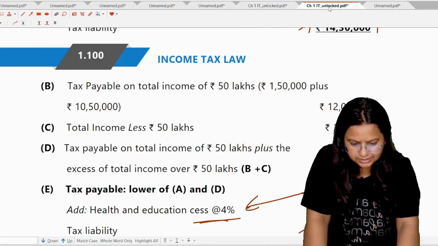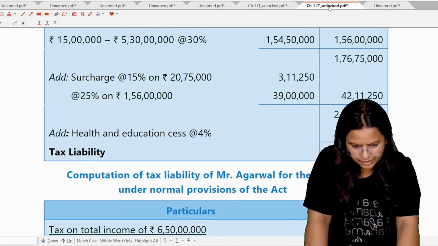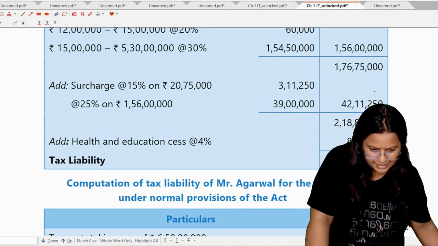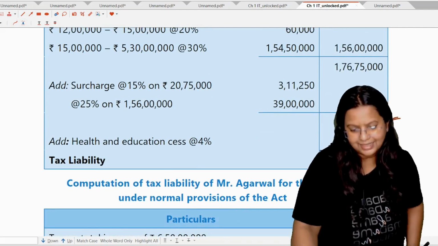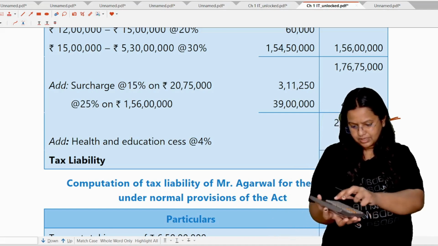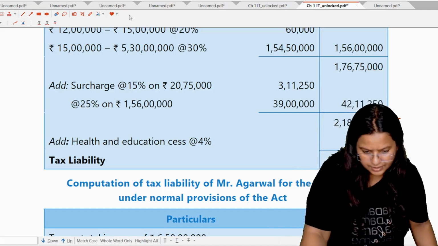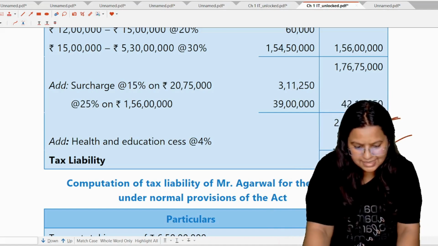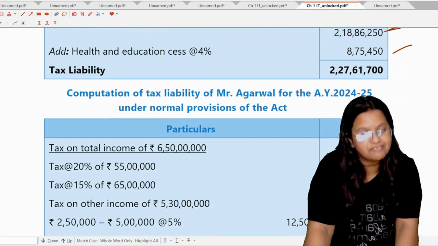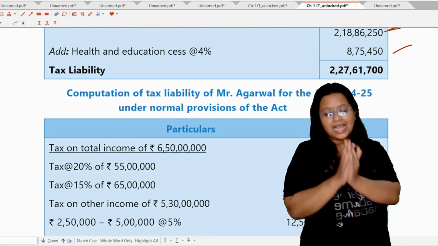Now let's come to this. It is 2 crore 18 lakh 86,250. Now add the health and education cess on this, that is 4%. So multiply it by 4%: 8,75,450 rupees. Okay, so the total tax liability is 2 crore 27,61,700. So this is the actual question, this is the actual solution.